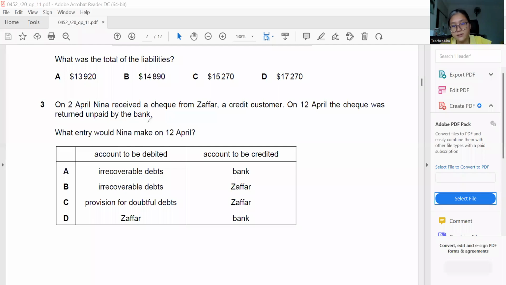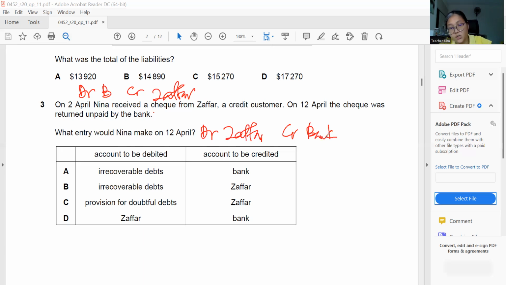On 2nd, Nina received a check from Zafar, a credit customer. On 12th April, the check was returned unpaid by the bank. That means bounced check or check rejected. What entry would Nina make on the 12th April? On the 2nd, when Nina received a check from Zafar, she would debit the bank, credit Zafar. But now the check was returned, rejected. So she will put into the double entry, debit Zafar, credit the bank. So the answer should be D.